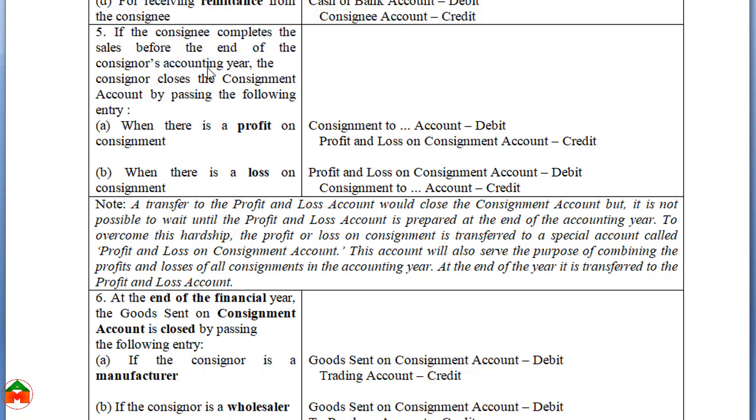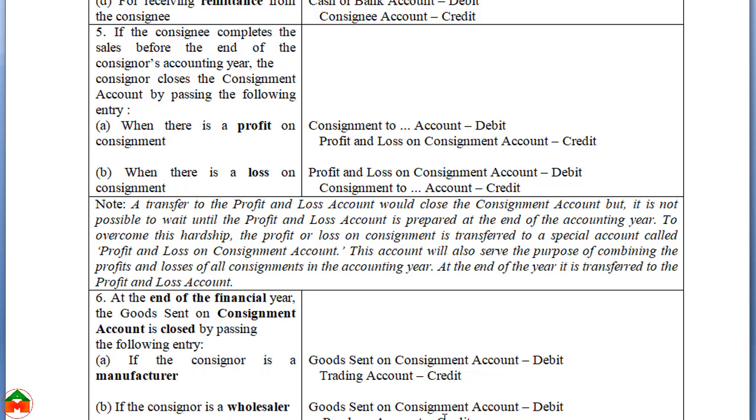That means before ending the accounting period, if the sales are completed, then we are using this profit and loss on consignment account. It's a temporary. At the end of financial year, the consignment account is closed by the following entries. We can see if the consignor is a manufacturer, then the journal is goods sent on consignment account debit and trading account credit. But if the consignor is a wholesaler, then instead of trading account, we will show the purchase account on the credit side.